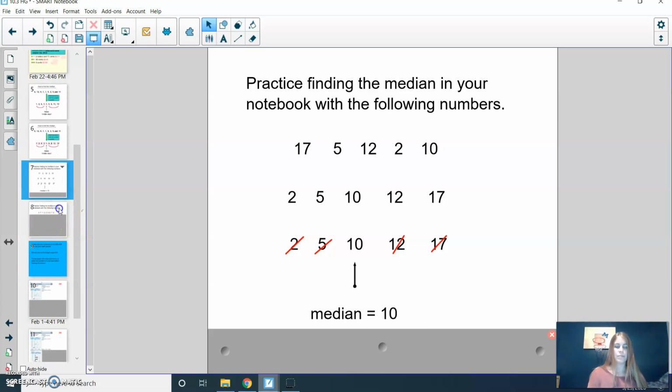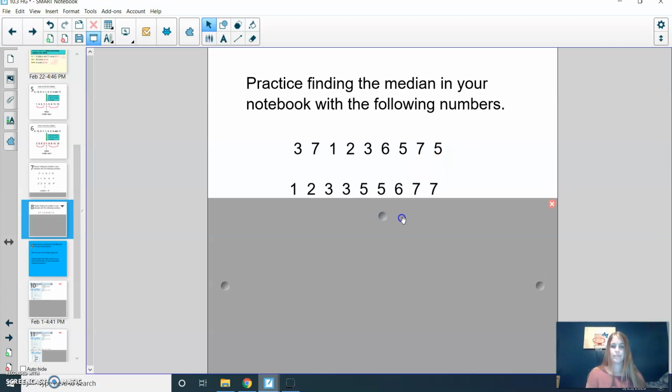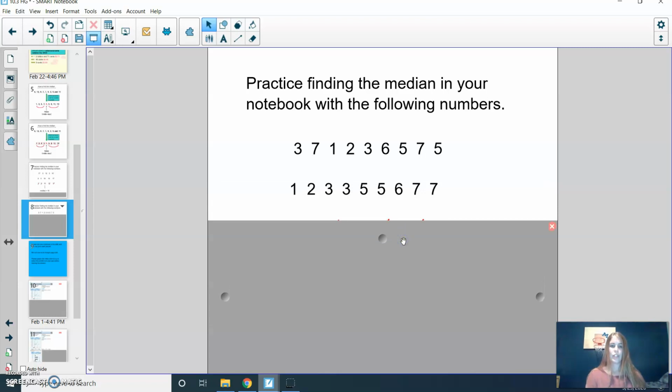Let's practice one more. Using these numbers, put them in order from smallest to greatest. The numbers we have are 3, 7, 1, 2, 3, 6, 5, 7, 5. Press play when your numbers are in order. You should have them in order 1, 2, 3, 3, 5, 5, 6, 7, 7. Now you're ready to start crossing them off. Press play when you're ready to see my answer.